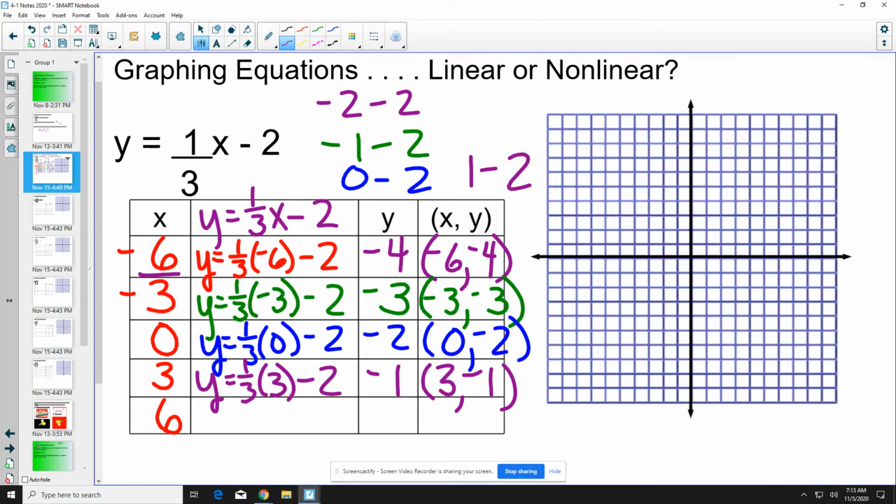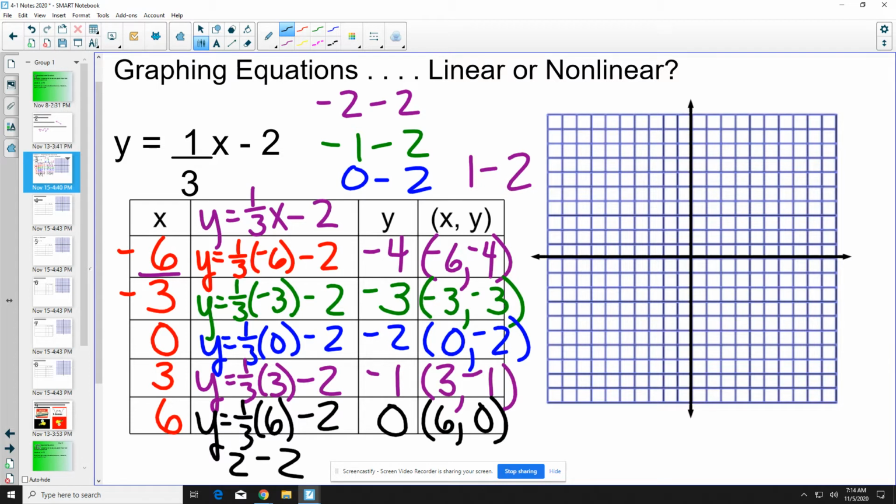Now I'm going to put 6 in for x. So what I'm going to do, and I want you to do this on your paper, write 1/3 times 6 minus 2. 1/3 of 6. You're going to take 6 and divide by 3. 6 divided by 3 is 2. I'll have a 2 take away 2. 2 take away 2 is 0. My y value is 0. So my next point is 6, 0.